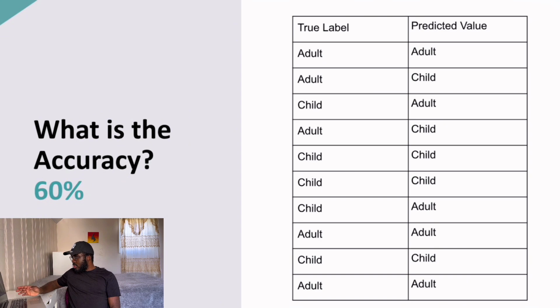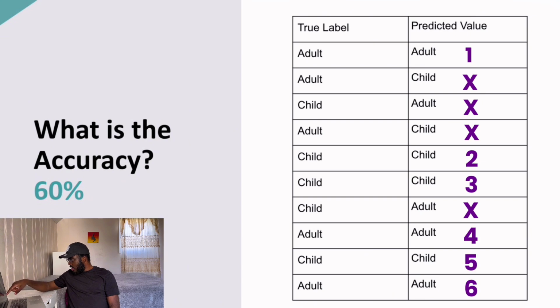Let's try to calculate the accuracy here. Adult, that is 1. That is right. Adult, child, wrong. Child, that is 2 so far. Child, 3. Child, adult, wrong. Adult, that's 4. 5, 6. So the total is 10, and that is 6 out of 10. That's very basic. That's an accuracy of 60%.